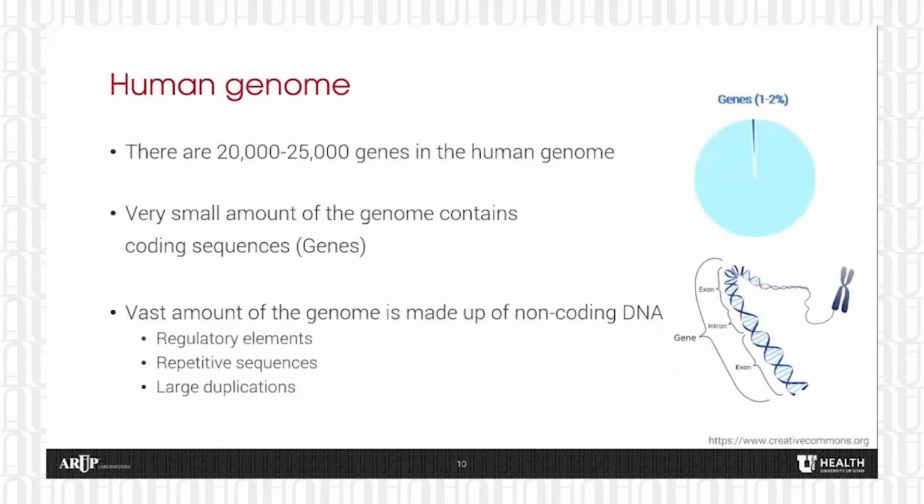So what is in human genome? Of course, there are genes in the genome, a gene being a segment of DNA which has coding sequences. But it turns out that a very small amount of the genome is made up of genes, maybe 1 to 2%, and a vast majority of the genome is composed of non-coding sequences, such as regulatory elements, repetitive sequences, or large duplications.